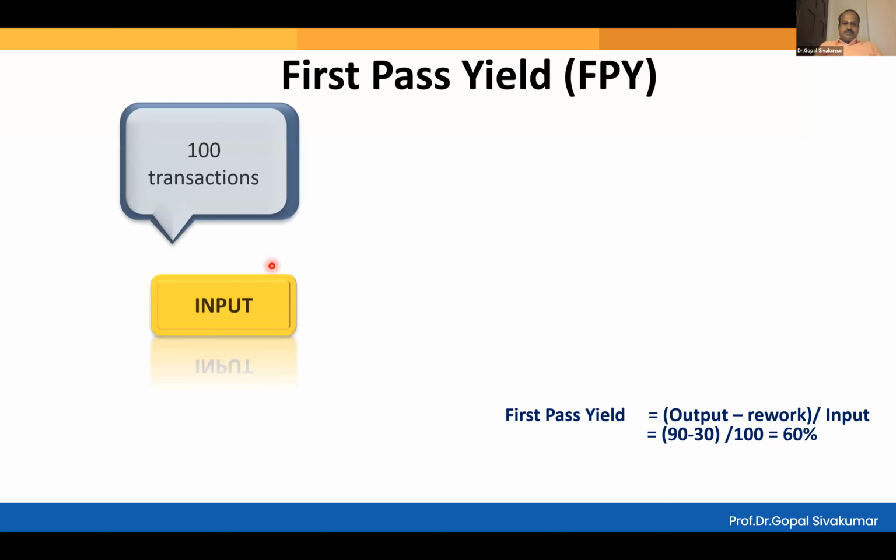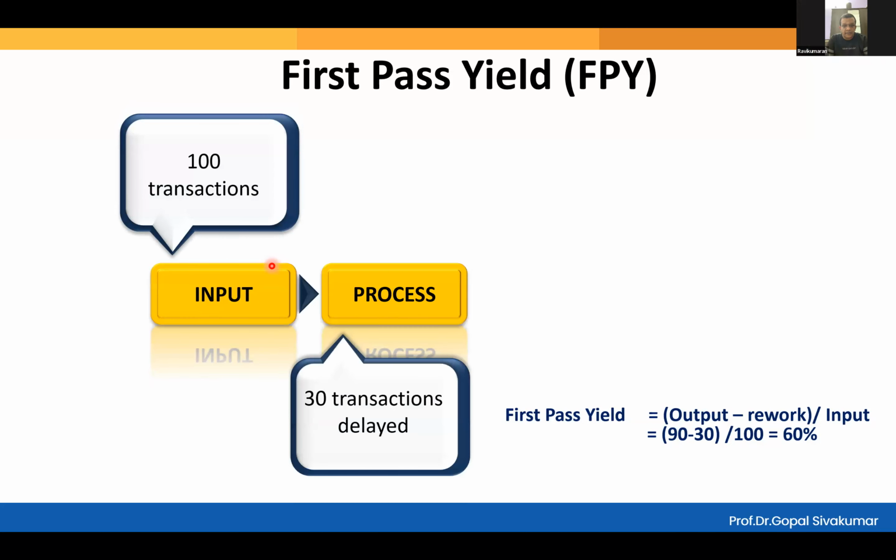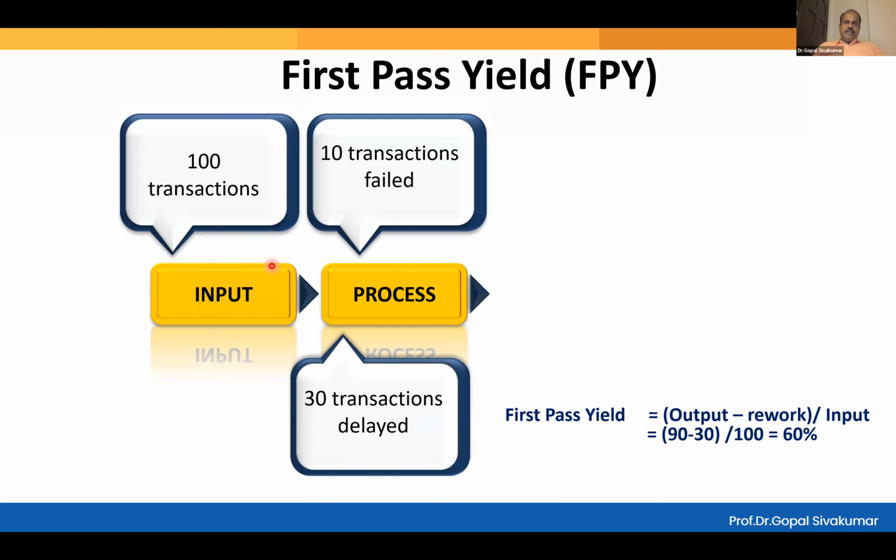Let me show you. There are 100 transactions. But out of the 100 transactions, 30 transactions had a delay. But after the delay, some of the transactions became successful. But even after all the efforts, 10 transactions still failed. Now, what do you think is your yield in this scenario?